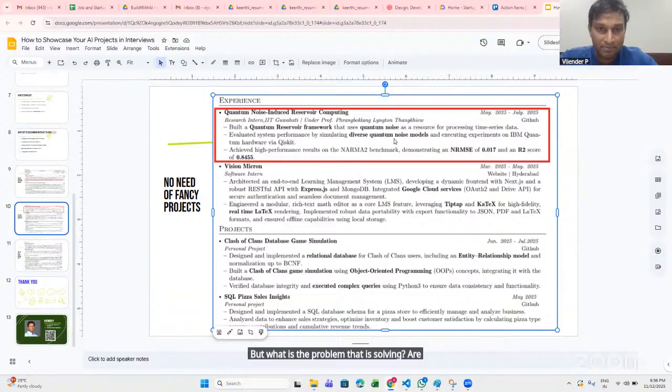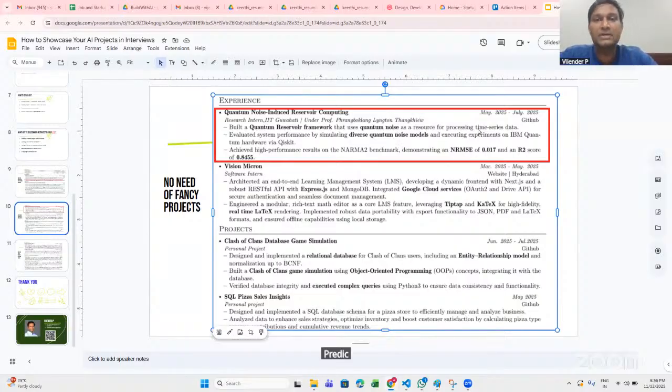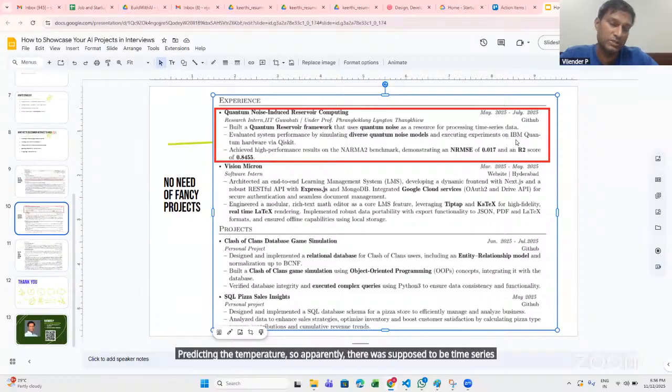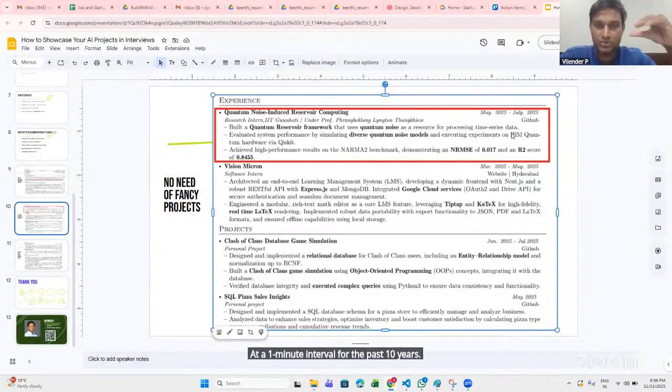Are we predicting something as an output? Are we predicting the temperature? So apparently there was supposed to be time series data of temperature at a 1 minute interval for the past 10 years. So that is the data.